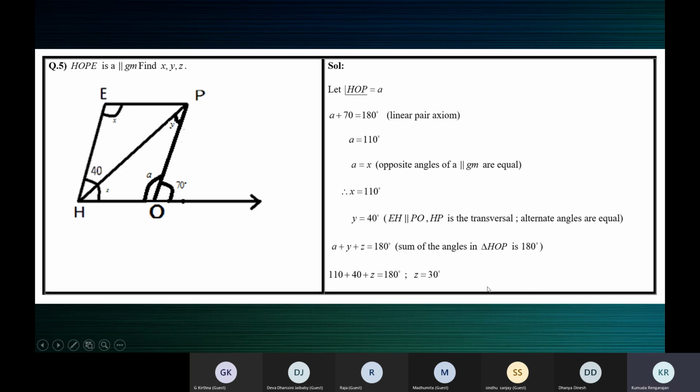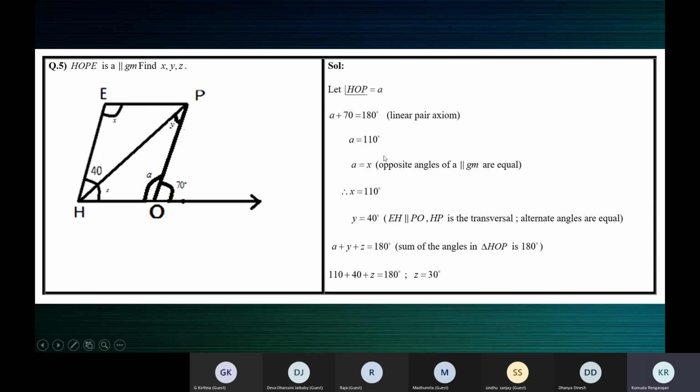Please look at this. EH is parallel to PO, and the transversal is HP. HP is a transversal. So see here, parallel line, transversal, parallel line. Alternate angles are equal. 40 is equal to y. Y is equal to 40.